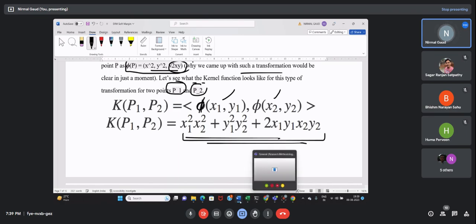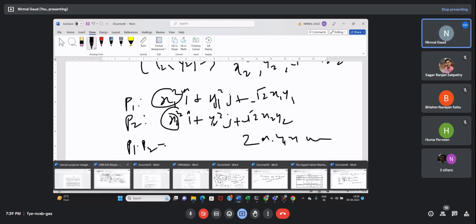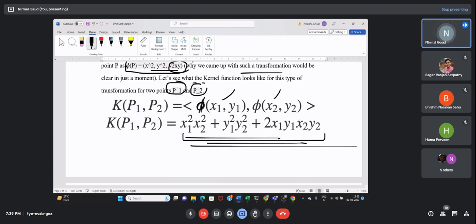Okay, if you perform the dot product of p1 and p2, then x1 square x2 square i dot i becomes 1, then y1 square y2 square j dot j becomes 1, square root of 2 into square root of 2 becomes 2, and x1 y1 and x2 y2 you are going to get. So this is what they have done, they have solved it. This is the complete solution.